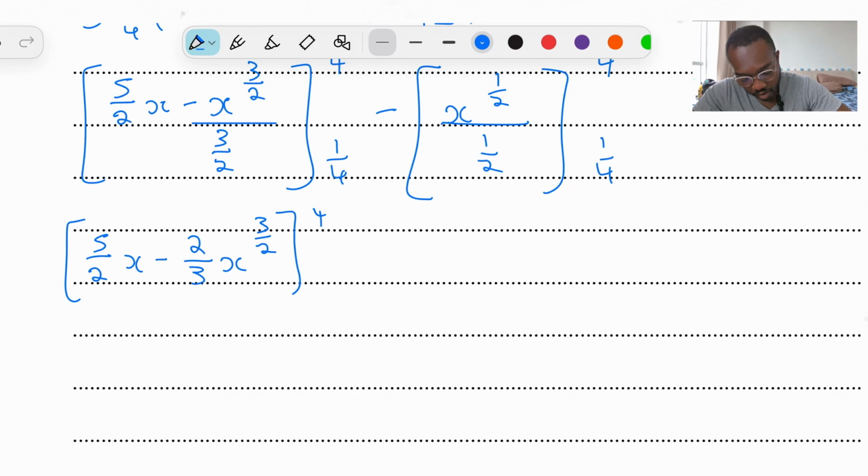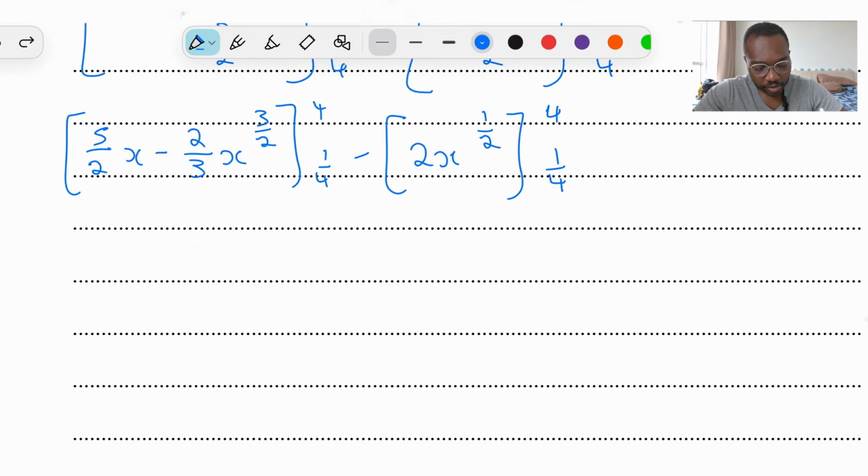And that is between 4 and 1 over 4, minus 2x to the half between 4 and 1 over 4. So let's start putting in our values, okay? Let's start with x equal to 4. So we get 5 over 2 times 4. That's a 10, because 5 over 2 times 4 will give us 10. And then for 2 over 3, now we have the square root of 4, which is 2. So the power of 3 is 8. So it's minus 2 over 3 times 8, so it's minus 16 over 3.